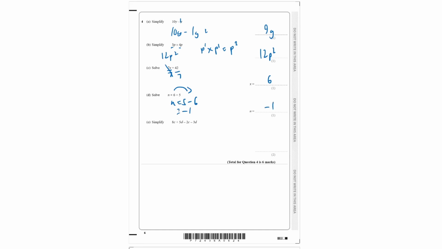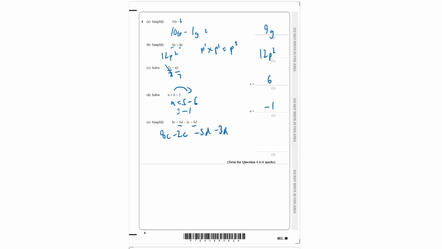Simplify 8c plus 5d minus 2c minus 3d. We can bring all the like terms together. So we have 8c minus 2c. Then we have plus 5d and minus 3d.